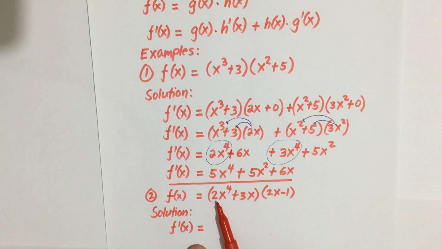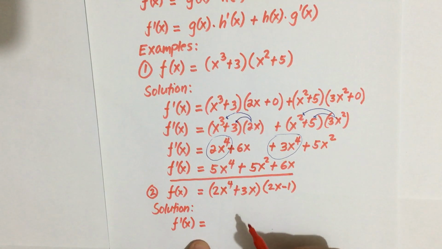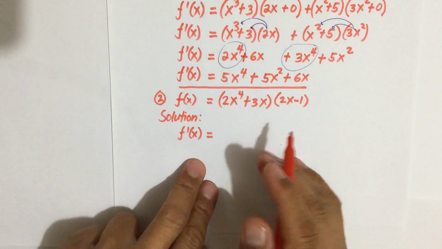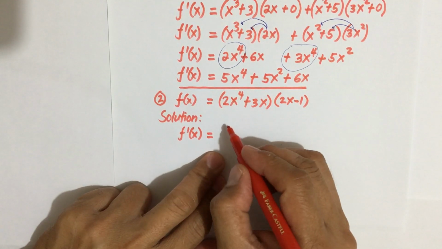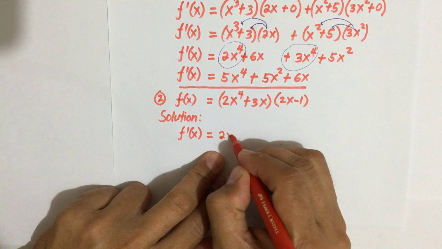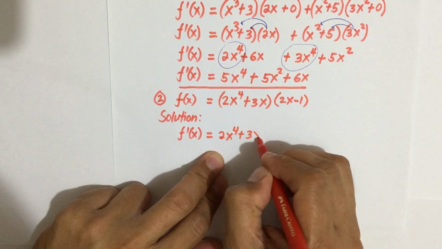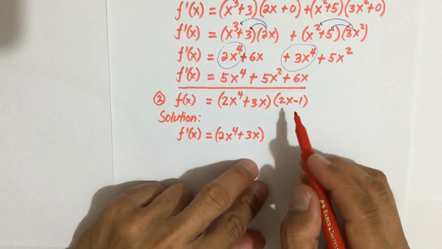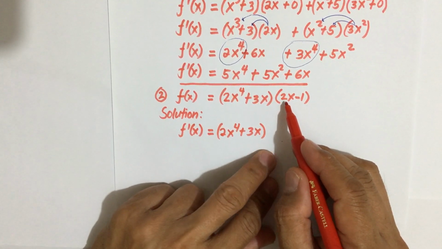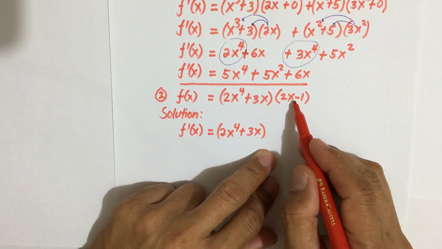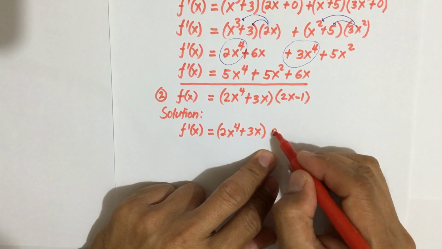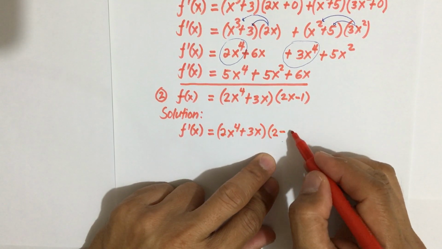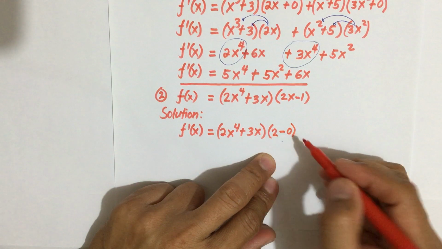In this case, we have 2x to the fourth plus 3x as our first factor, and 2x minus 1 is the second factor. So the rule is simply copy the first factor. So the first factor is 2x to the fourth plus 3x, then the derivative of the second factor. So what is the derivative of this? Derivative of 2x is equal to 2, minus the derivative of 1, which is a constant, so that is 0.